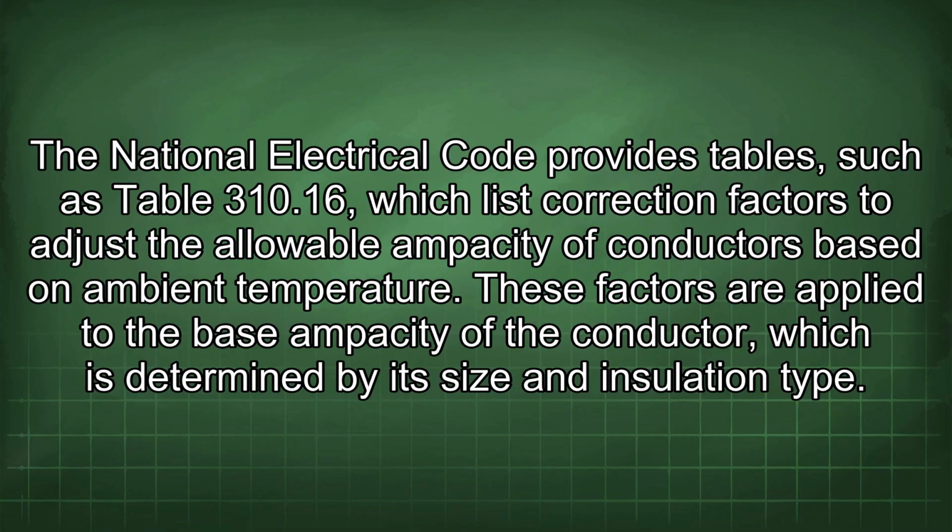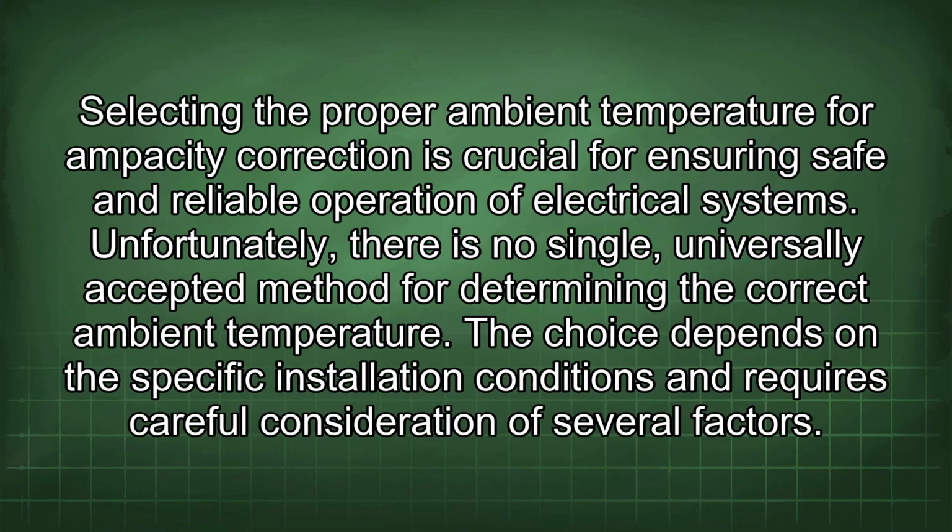These factors are applied to the base ampacity of the conductor, which is determined by its size and insulation type. Selecting the proper ambient temperature for ampacity correction is crucial for ensuring safe and reliable operation of electrical systems. Unfortunately, there is no single, universally accepted method for determining the correct ambient temperature. The choice depends on the specific installation conditions and requires careful consideration of several factors.